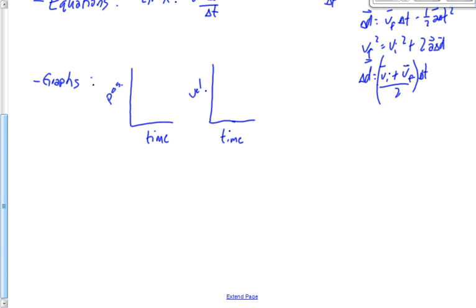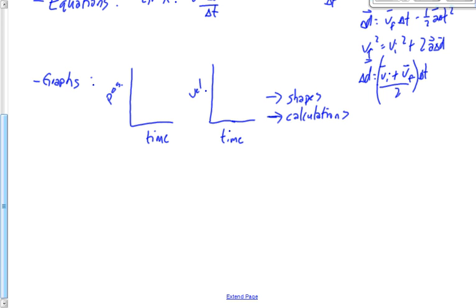Well, we have to be able to recognize the shapes of them. So for instance, this particular shape represents a constant velocity. This particular shape represents an acceleration. This is a constant negative velocity, and so on. So we need to know the shapes of them. But we also have to be able to do calculations involving these graphs.